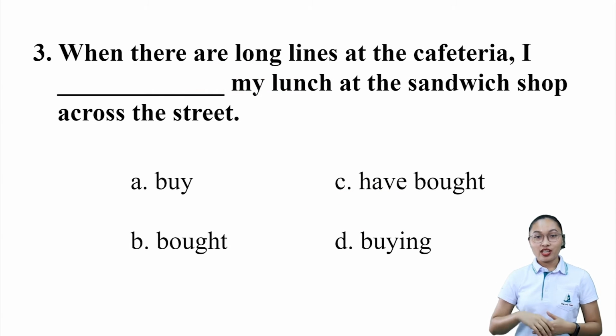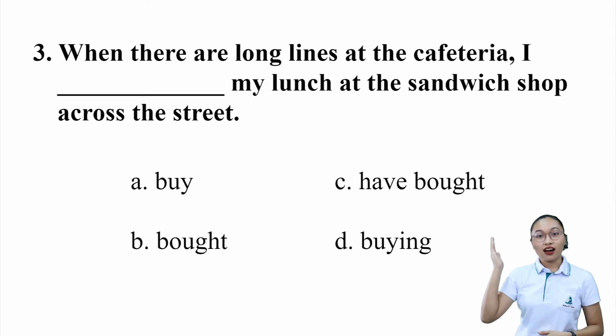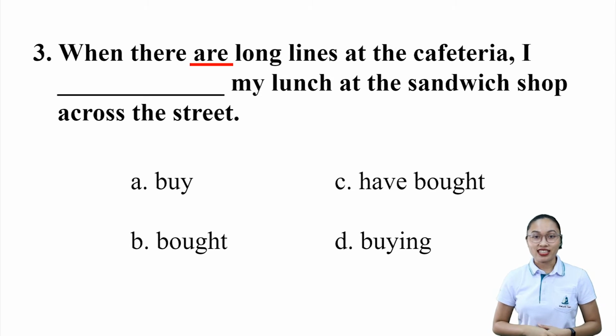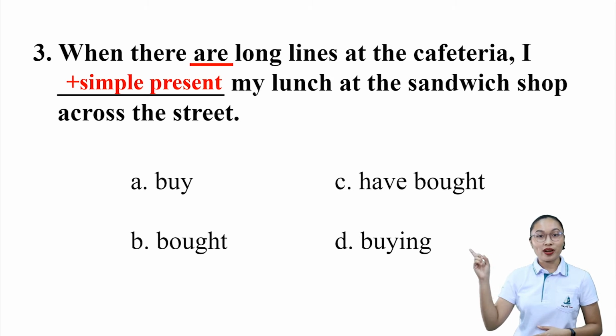Number 3. When there are long lines at the cafeteria, I blank my lunch at the sandwich shop across the street. A, buy; B, bought; C, have bought; or D, buying. The verb in the time clause is are, which is in the present tense. So we need a simple present.